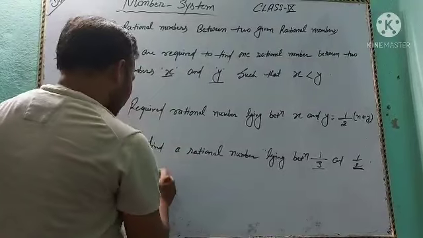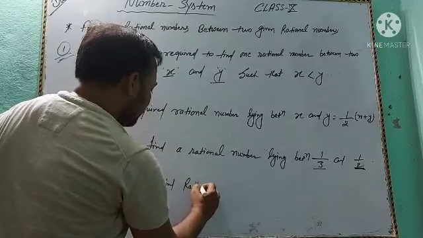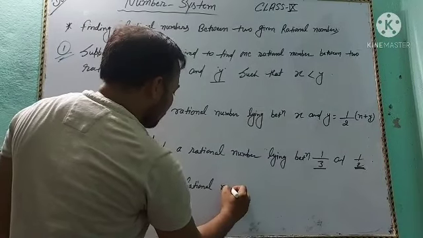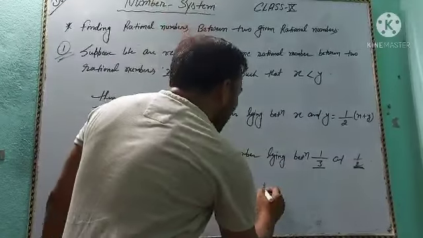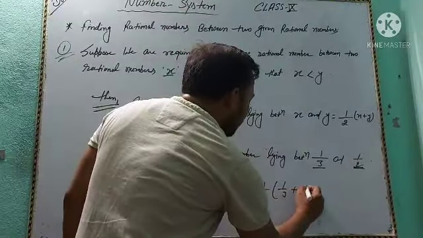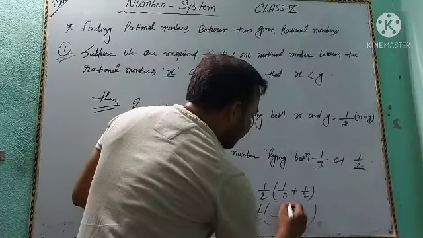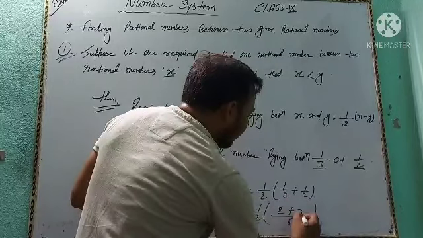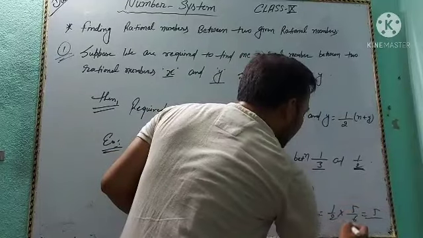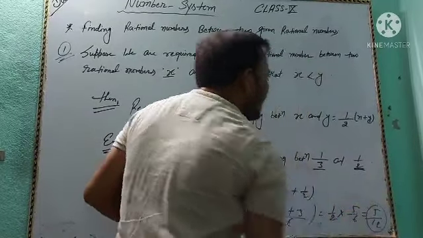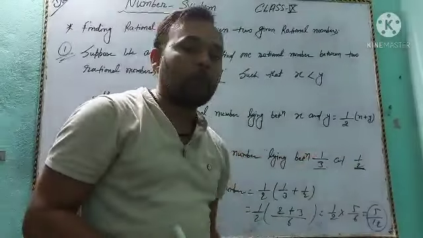So the required rational number lying between 1 by 3 and 1 by 2 is 1 by 2 into (1 by 3 plus 1 by 2). Take LCM 6: 3 twos are 6, 2 threes are 6, so 5 by 6. 1 by 2 multiplied by 5 by 6 is 5 by 12. So 5 by 12 is a rational number lying between 1 by 3 and 1 by 2.